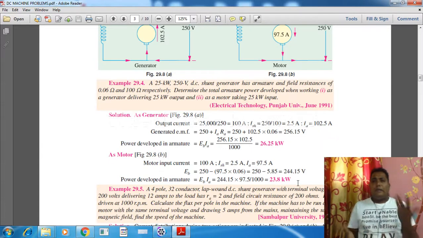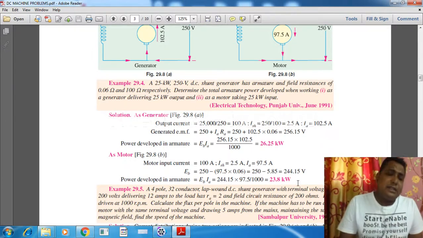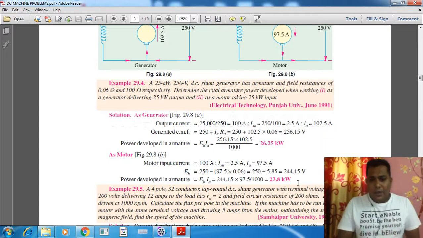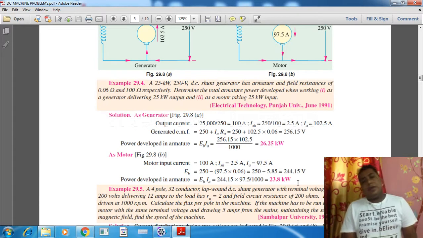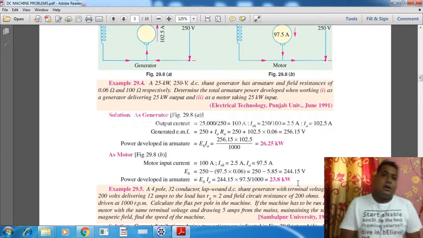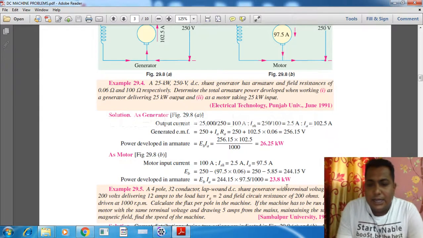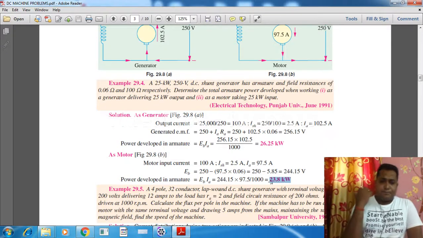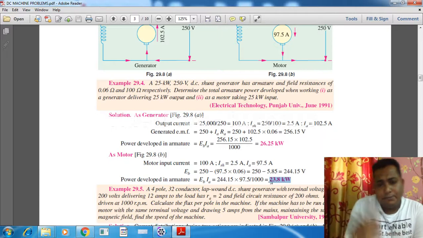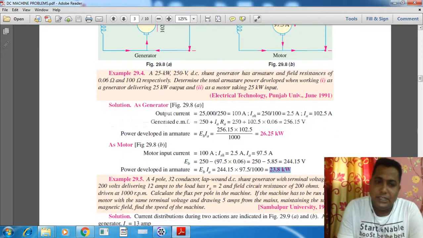So if we know the EB, then we can find out the power developed in the armature, that is EB into IA. So EB is 24.15, and IA is 97.5. So what is the total energy generated? That is 13.8 kilowatt, the total power generated inside the armature of the DC motor.